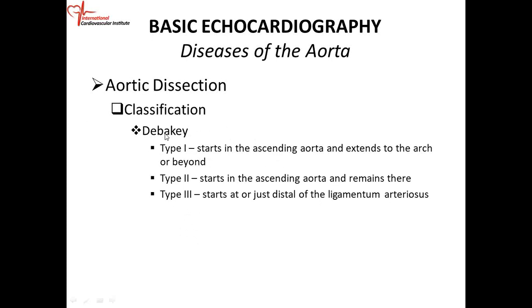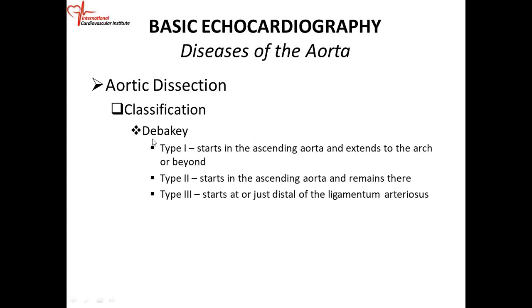You just have to know that there's a classification, and there are two classifications. One is what we call the DeBakey classification. With the DeBakey classification, we talk about the DeBakey type 1. DeBakey type 1 starts in the ascending aorta and it extends to the arch or beyond. So it starts at the ascending aorta and it may go all the way. Okay, this is the DeBakey type 1. These patients are usually treated with surgery.